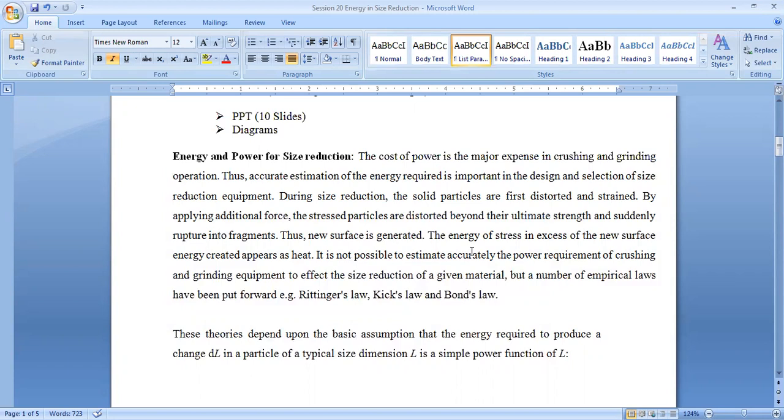Now the energy which is left after creating the new surfaces comes up as heat. It is not possible to calculate exactly the power consumed in developing new surfaces or in size reduction, but there are several empirical theories available, and on that basis we can tell about the power consumption. There are three theories: Rittinger's law, Kick's law, and Bond's law.